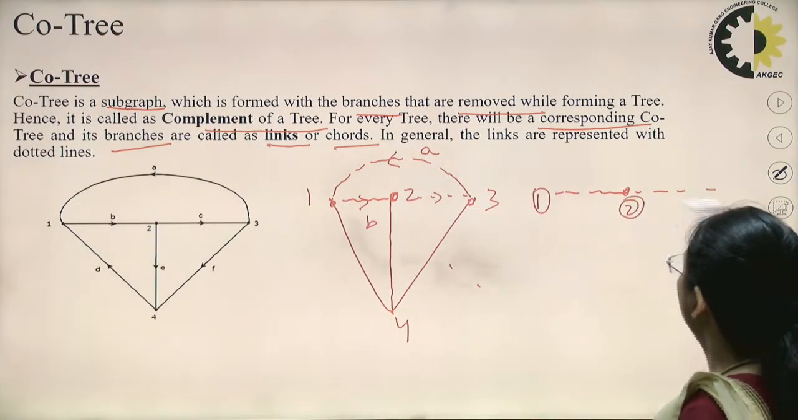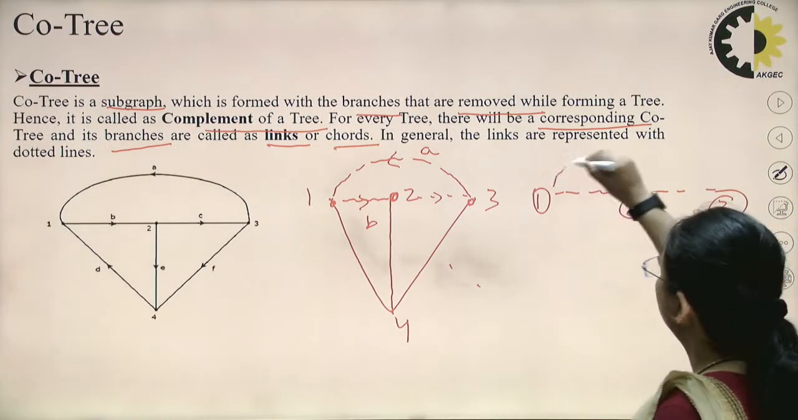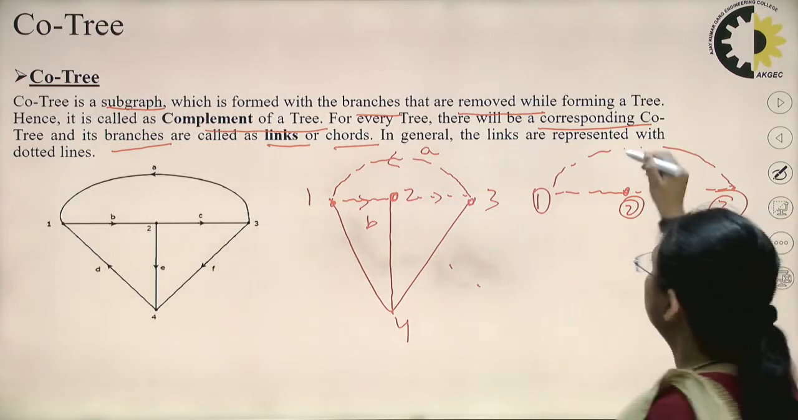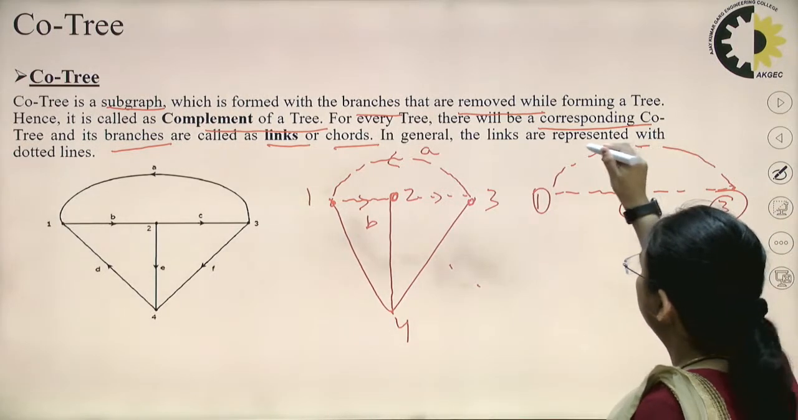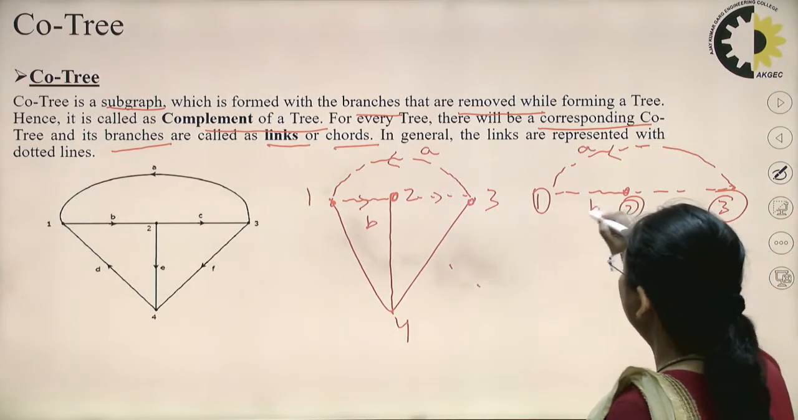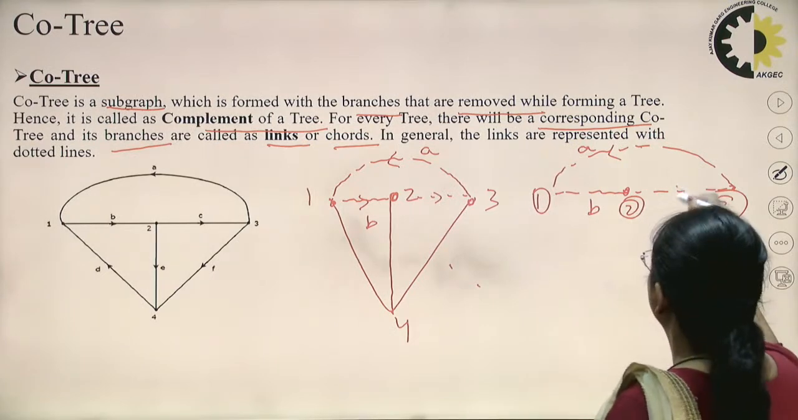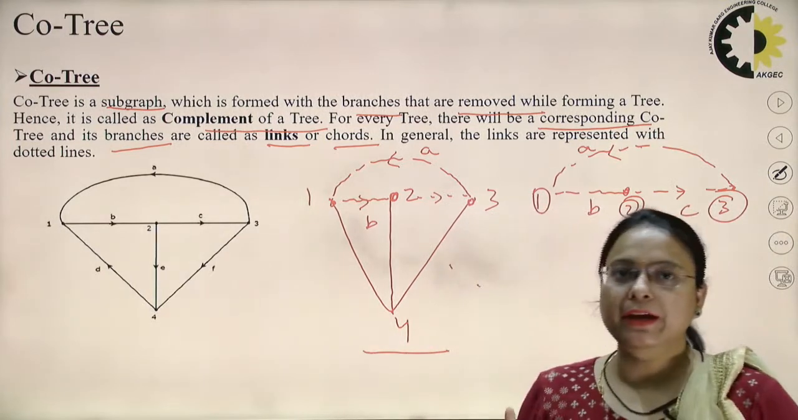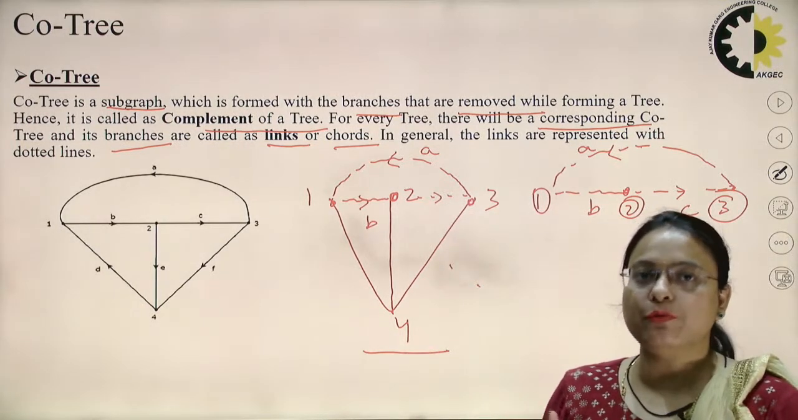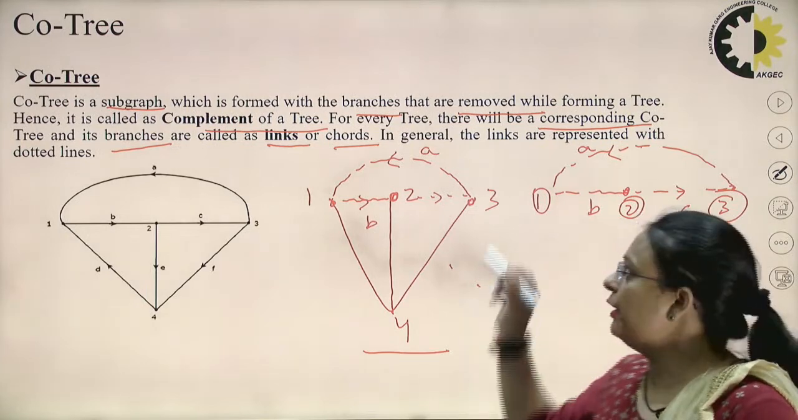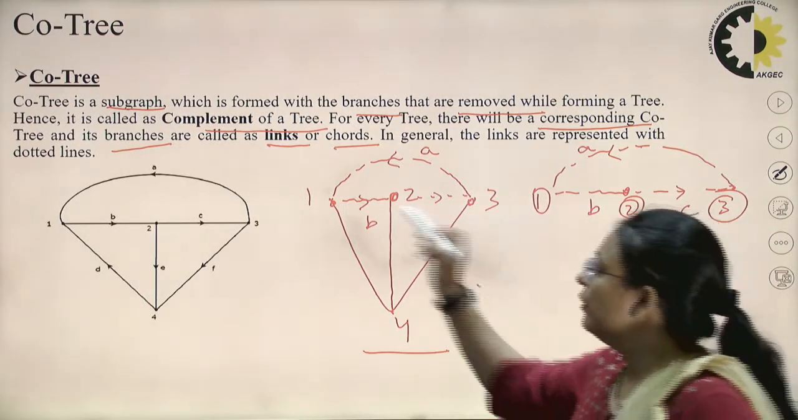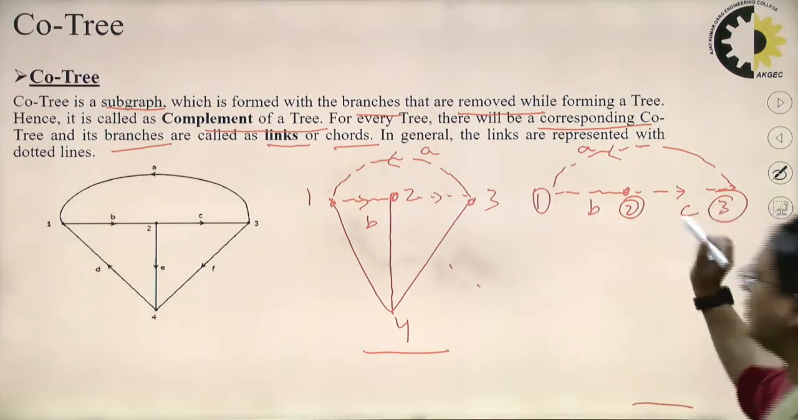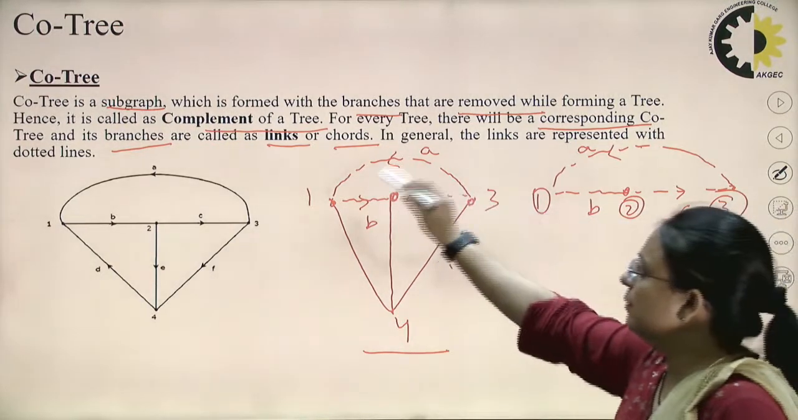And one point to be noted here is that it is not necessary for a co-tree that it will contain all the nodes of a graph. जैसे कि ट्री के लिए कंपल्शन है कि it must include all the nodes of a graph, ऐसा कोई कंपल्शन नहीं है for the co-tree. ओके, ट्री में सारी नोड्स इंक्लूड हुई हैं of the graph, but you can see here this is co-tree and this is simply a tree.